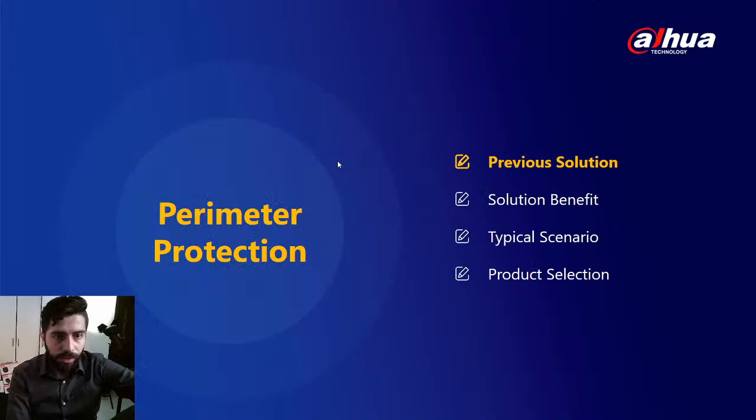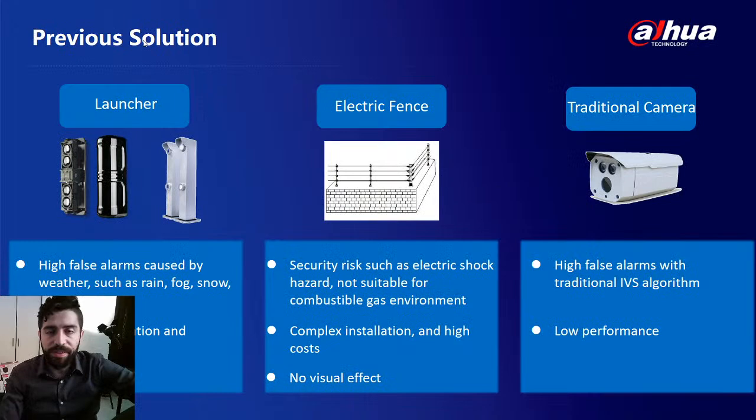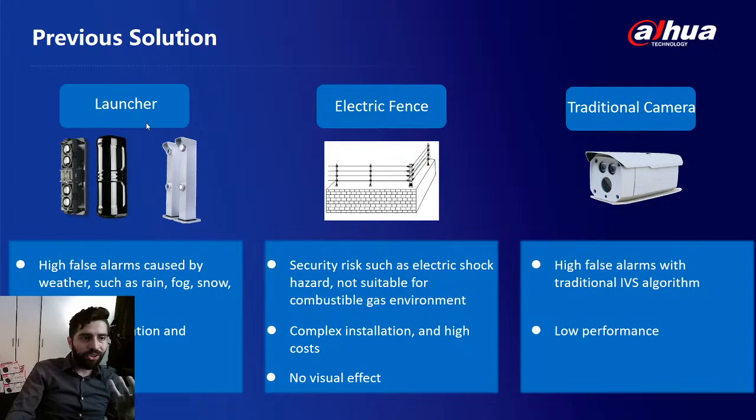So let's dive in. The previous solutions used the launcher, the electric fence and the traditional camera. For the launchers, we have high false alarms caused by weather such as rain, fog, snow, etc. Complex installation and debugging, and there is no visual effect.